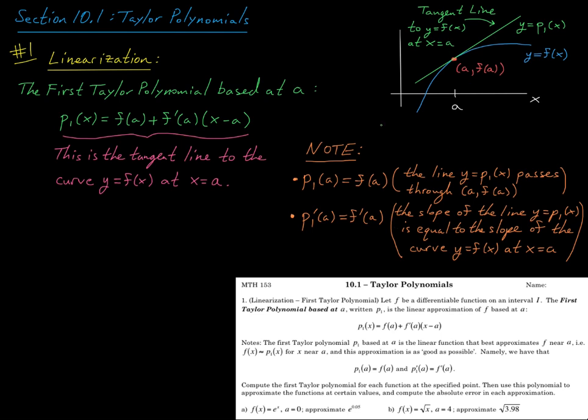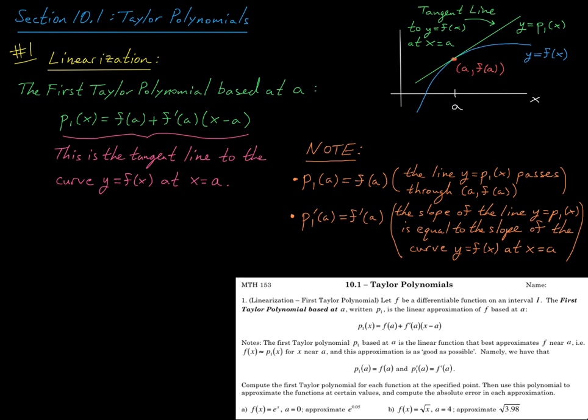Note also that if you take the derivative of p1, well, f of a is constant, so its derivative is 0, and f prime of a is also constant, so we're really just differentiating x minus a, and that has a derivative of 1, so 1 times f prime of a will give us that p1 prime of a is equal to f prime of a, and this is just an expression of the fact that the slope of this green line is equal to the slope of the blue curve at x equals a, as we've already noted.